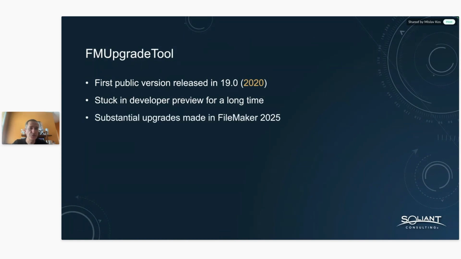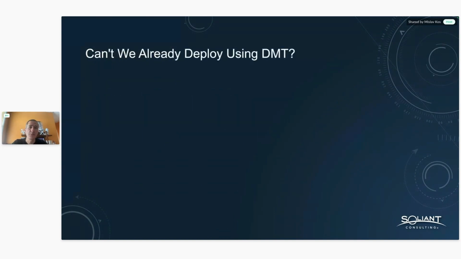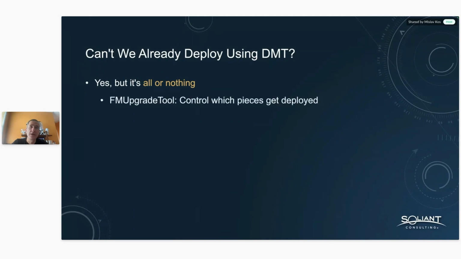And this tool is used to apply an XML patch file to a FileMaker database so that we can deploy code into that database. So we're talking about deployment here, and you may be asking yourself, well, can't we already deploy using the data migration tool, using DMT? And we can, but that method and mechanism of deployment is all or nothing. Right? The entire database file is being deployed. Whereas with the upgrade tool, you can control which pieces get deployed. So it's a much more surgical operation.